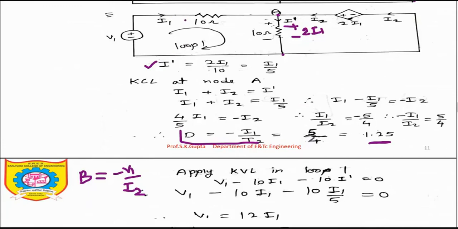V1 minus 10 I1 plus 2 minus I am going, so minus 10 I1, and again plus 2 minus I am going, so 10 I dash. Current here in this 10 ohm resistor is I dash. Minus 10 I dash equal to 0. But what is I dash? I dash is I1 upon 5. So put here I dash is I1 upon 5. So 10 by 5 is 2. So minus 10 I1 minus 2 I1, that means minus 12 I1. So V1 equal to 12 I1.